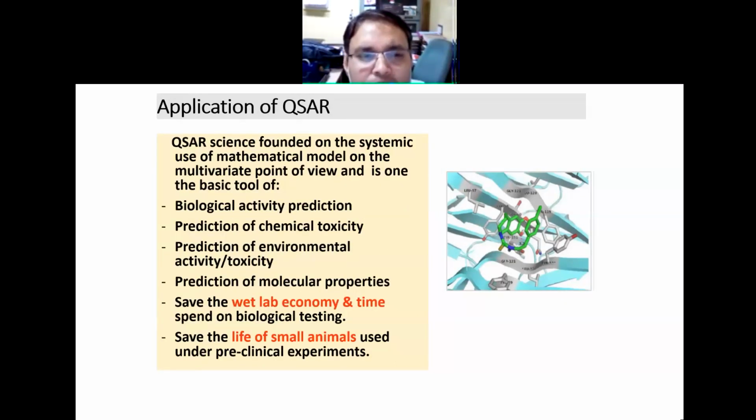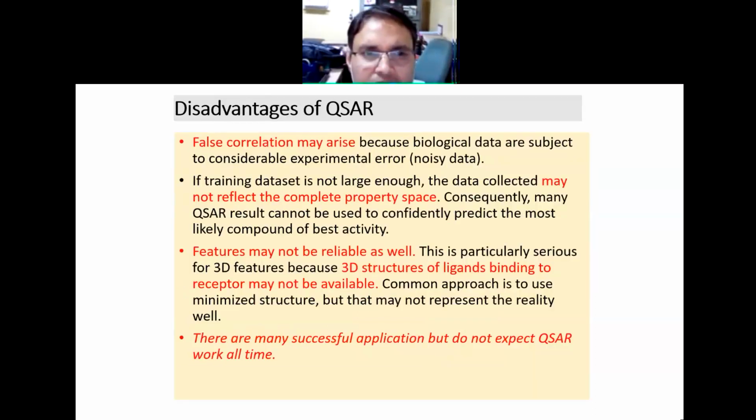Now see the application part of the QSR. If you see the application part, there are so many advantages and applications. This model is basically used in biological activity prediction, prediction of chemical toxicity, prediction of environmental activity or toxicity, prediction of molecular properties, saving the wet lab economy, time spent on biological testing, and at the same time saving the life of small animals used in preclinical experiments. So these are some of the applications. Now let's see the disadvantages of QSR.